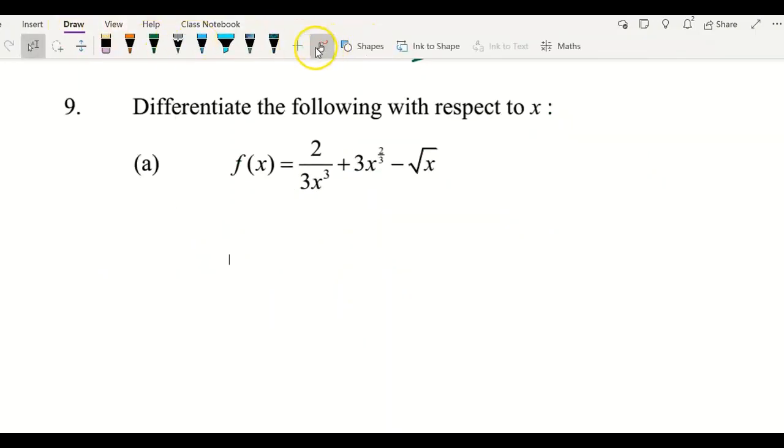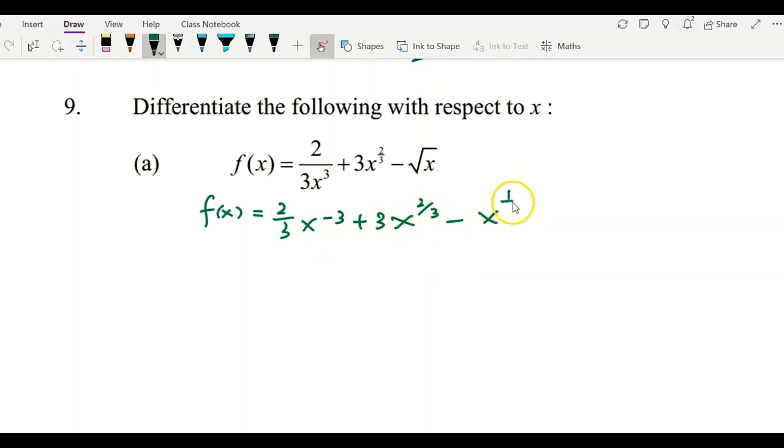And this is question 9, which is the last question for this reinforcement practice. Question 9 asks us to differentiate the following with respect to x, where we have part A and part B. For part A, I will rewrite the function into this form, easy for me to differentiate. And the second term is fine to differentiate. And the third term change to the power of 1 over 2. Then now finding the f prime x.